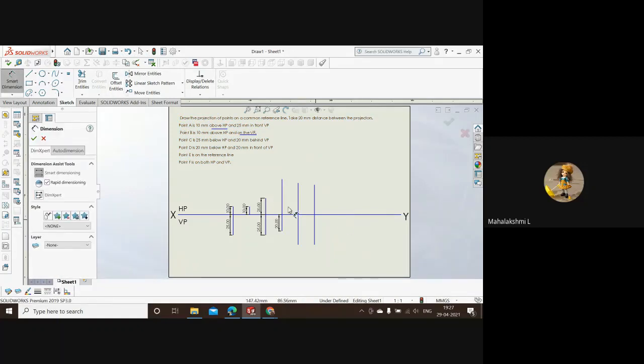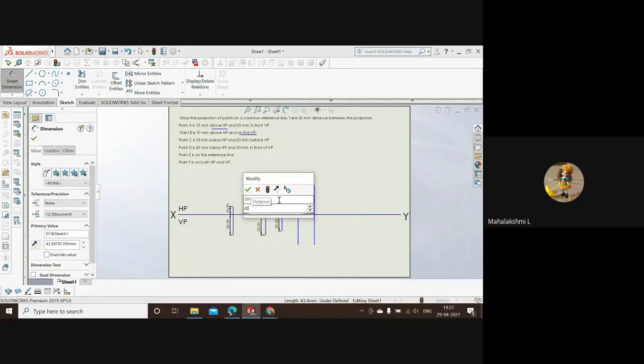Take up smart dimension. So it is 20 mm in front of the vertical plane. 20. So in front of, invert it. So this will be your point D.